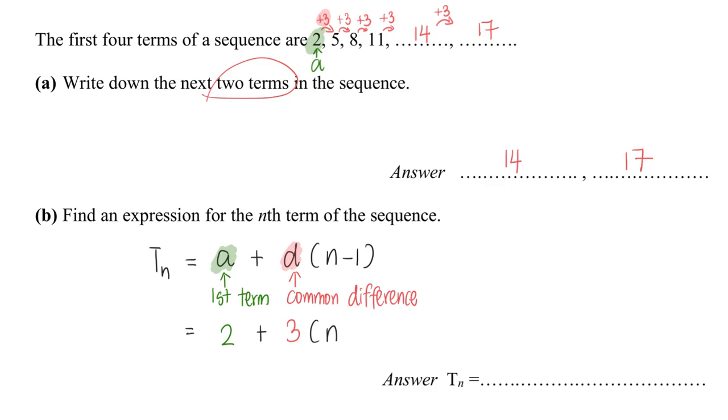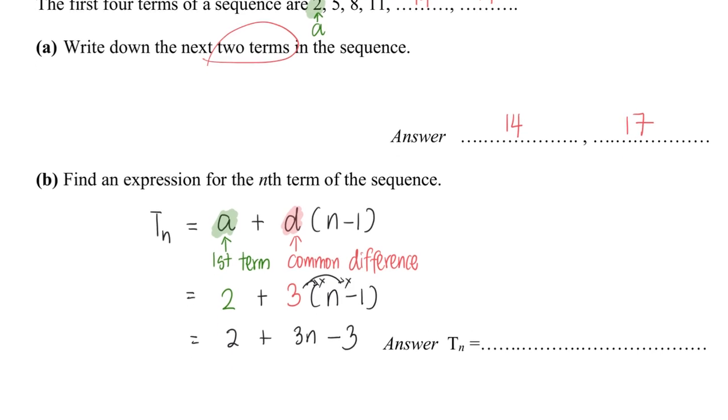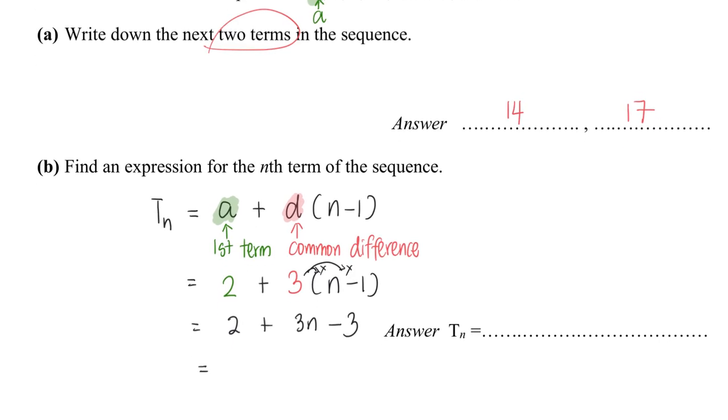And because I know this formula, it becomes pretty straightforward. Next thing, of course, is to simplify this term. Then I will have 2 plus 3n. 3 times negative 1 is negative 3. So final answer, I will have 3n. 2 minus 3 will give me negative 1. 3n minus 1.